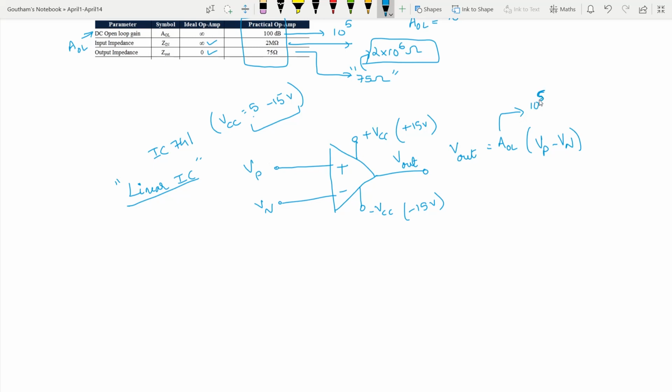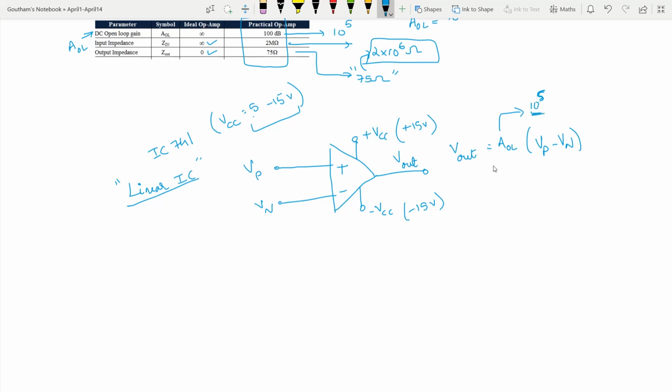Gain is a unitless value, which is why I'm not able to specify any units. Gain is output voltage divided by input voltage. Because both the numerator and denominator are voltages, it doesn't have any units. Suppose we have seen from the data sheet in the table above that AOL is 10^5.